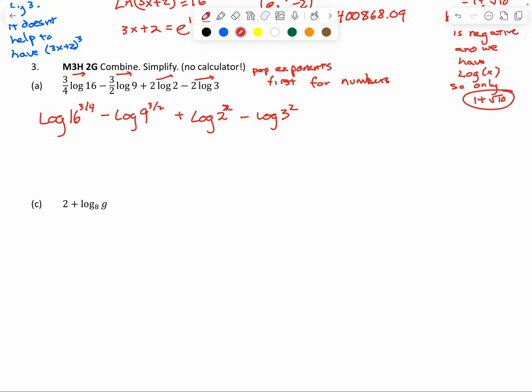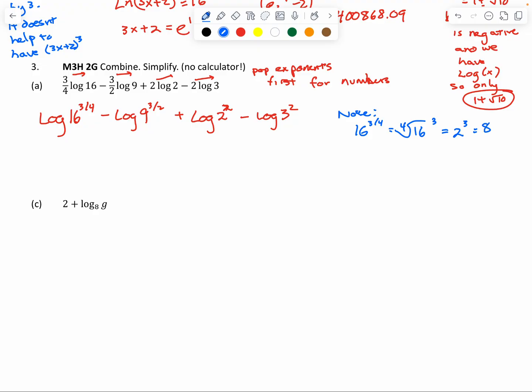Okay, so a little note. Remember, it's 4th root. 4th root of 16 is 2. Expect nice numbers if you're expected to actually calculate by hand. If it says estimate, you know, whatever.